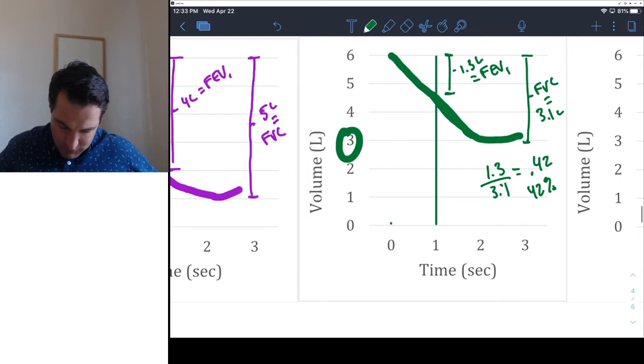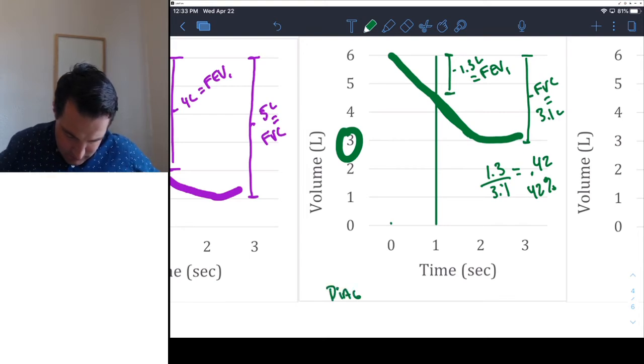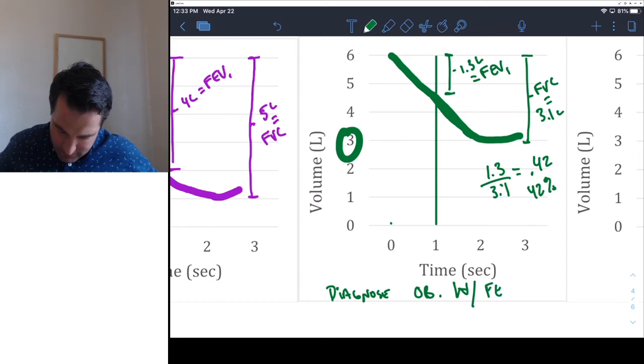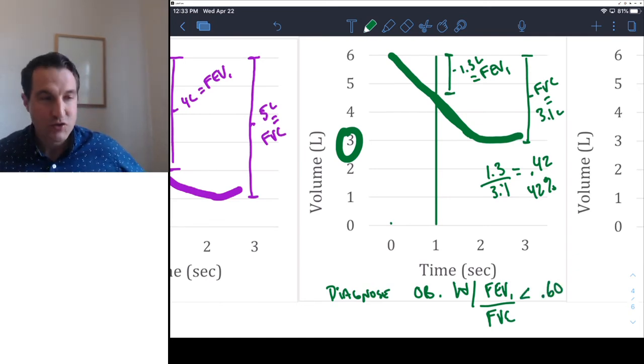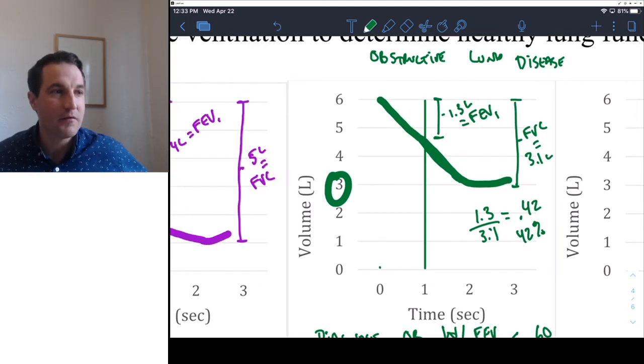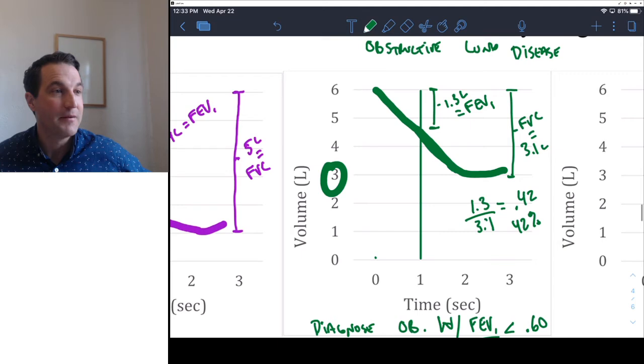Generally, what we're going to do is we are going to diagnose obstructive with FEV1 over FVC, which has to be less than 0.60. So if you're a pulmonary physiologist or a pulmonary rehab and you do some spirometry with one of your patients and you notice that their FEV over FVC ratio is less than 0.6, you can pretty classically say, okay, I think this person has some form of obstructive lung disease.